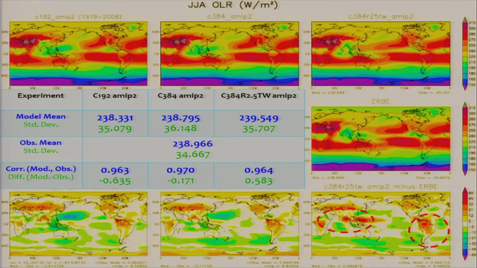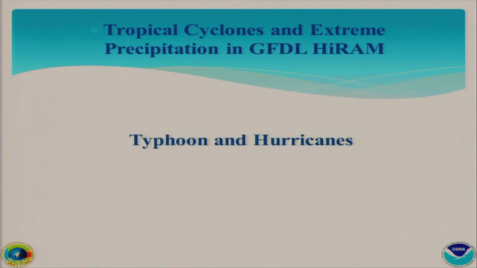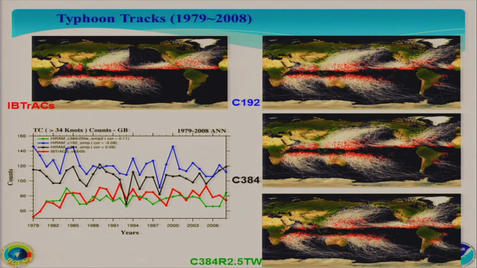But from these three experiments, the global mean shows not so much difference. But for regional climate, the performance is quite different. Yeah. So later I will talk about the typhoons and hurricanes.